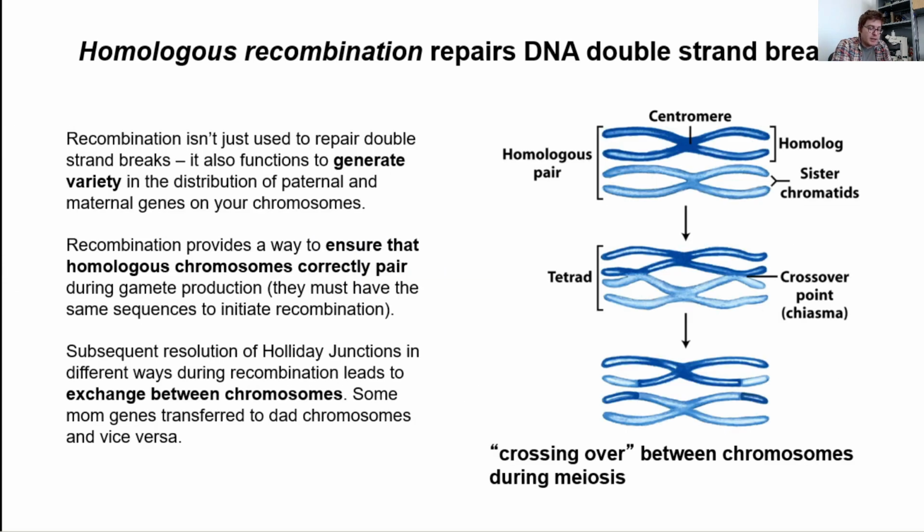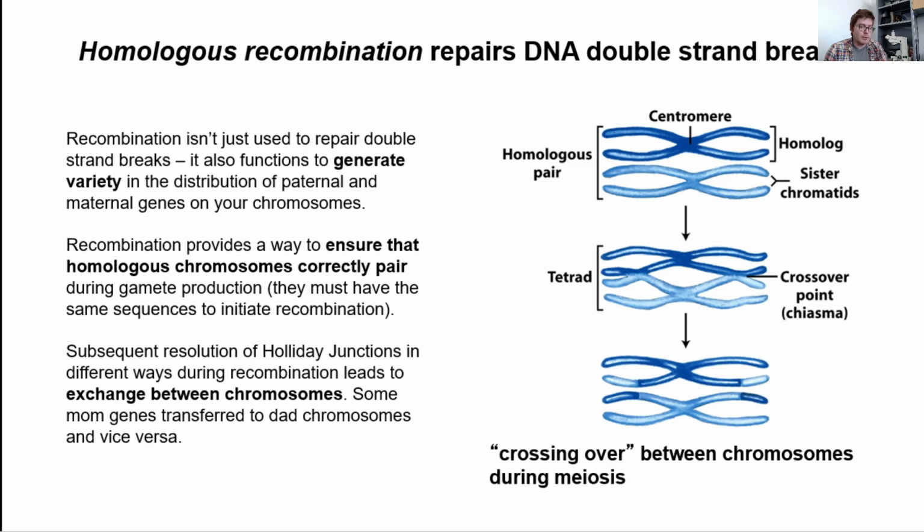And this is kind of an interesting point because we've been talking about homologous recombination in the context of repairing breaks, but recombination isn't something that's just used to repair double-stranded breaks. It also functions to generate variety in the distribution of paternal and maternal genes on your chromosomes. So remember, we were talking about how you got one set of chromosomes from your mom, one set from your dad. They each have different alleles of different genes on them.